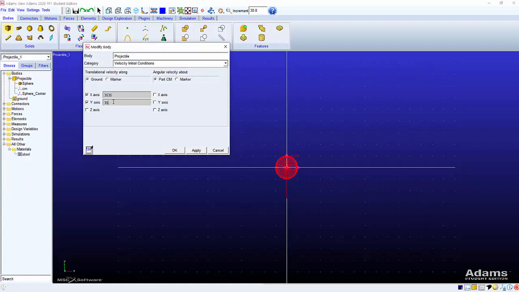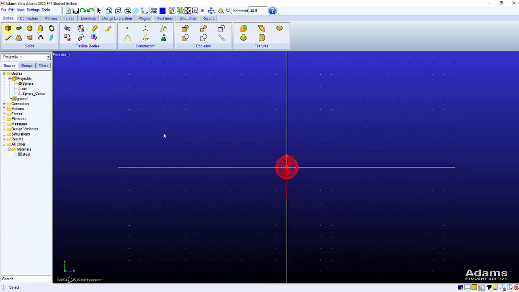Or if you would like to enter this with units, you can have 3.535, and then you enter meter per second and close the parentheses. So if you enter it as millimeter per second, or you enter it as meter per second, both of them will work. So now I have those velocities in millimeter per second, and this is all I needed for this body's properties. So I will click OK.